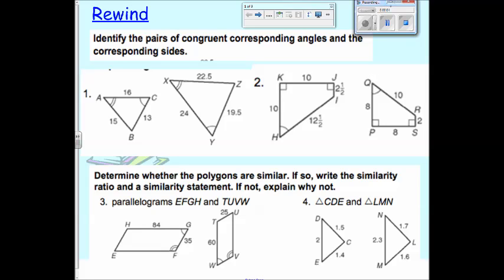Okay. All right, so when you're finding out if shapes are similar, what do they need to have? Congruent angles. How many of the angles need to be congruent? All of them. Okay. And the sides have to be what? Proportional. What does that mean, proportional?